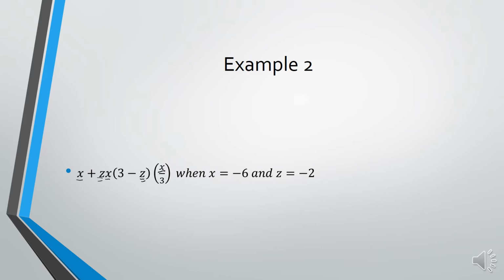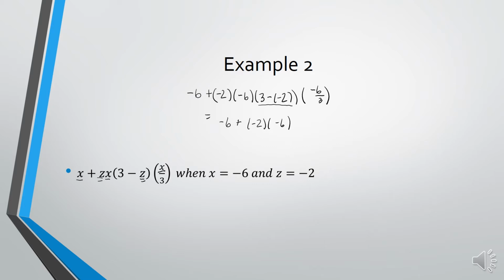And let's go ahead and write it out. So I will have negative 6 plus negative 2, times negative 6, times 3 minus negative 2, times negative 6 over 3. So you have a lot of numbers being floated around here. But the first thing I want to do is this parentheses portion: negative 6 plus negative 2, times negative 6.